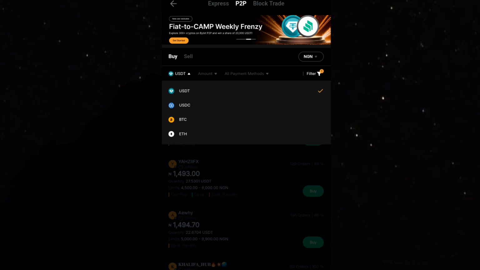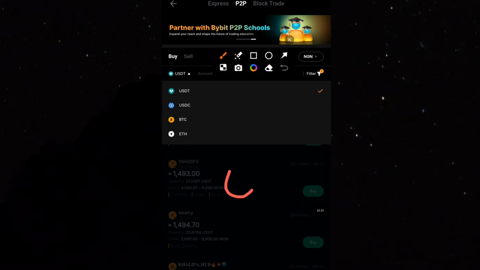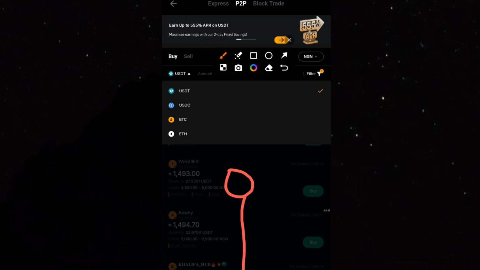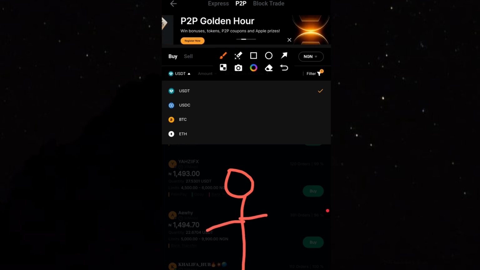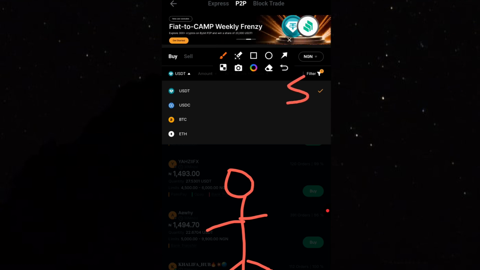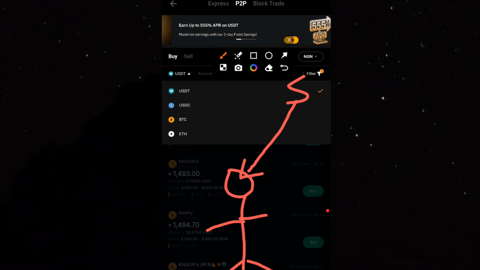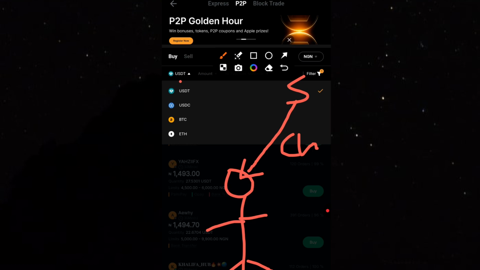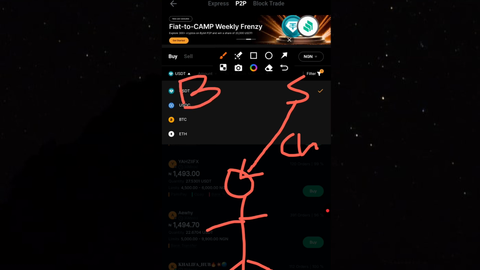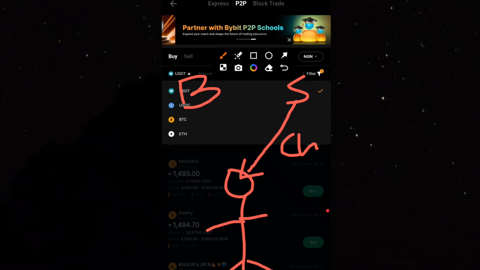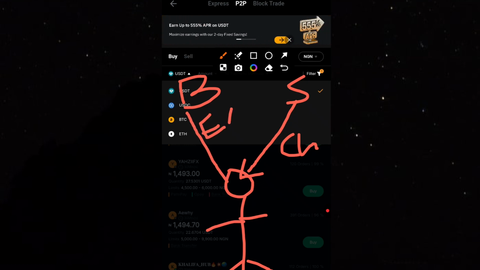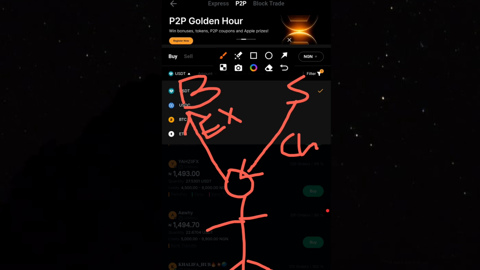So what happens here is that people are going to come and sell their USDT to you, and people will buy from you. So these are the sellers. Sellers are people who will be selling their USDT to you. Anybody who is selling their USDT to you, you must make sure that you are buying cheaper from them. Now anybody who wants to buy the USDT that you have purchased from the sellers, you'll be selling to them more expensive. This is the idea of Bybit P2P.